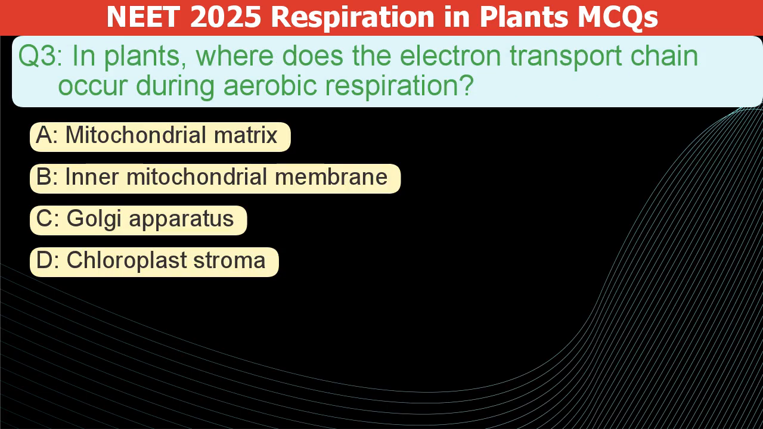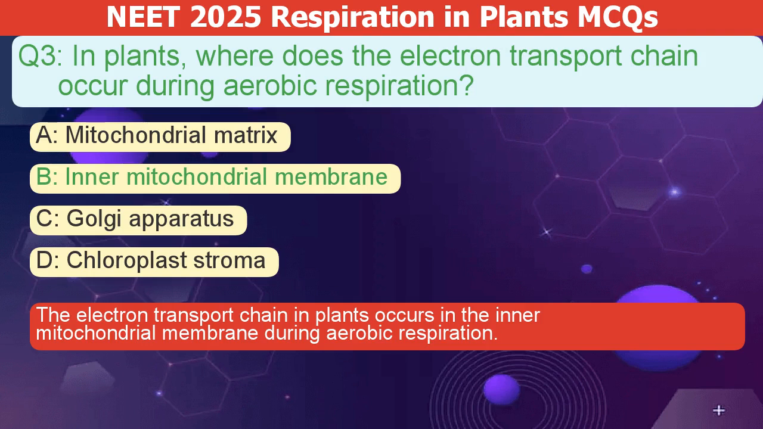In plants, during aerobic respiration, where is the electron transport chain located? A. Mitochondrial matrix. B. Inner mitochondrial membrane. C. Golgi apparatus. D. Chloroplast stroma. The correct answer is B. The electron transport chain in plants occurs in the inner mitochondrial membrane during aerobic respiration.